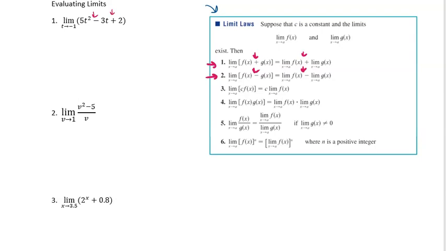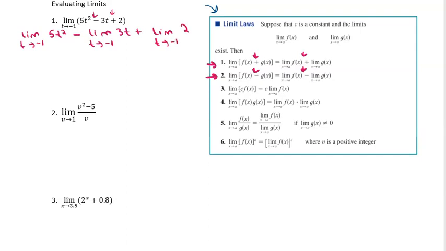This will look like the limit as t approaches -1 of 5t squared minus the limit as t approaches -1 of 3t plus the limit as t approaches -1 of 2.